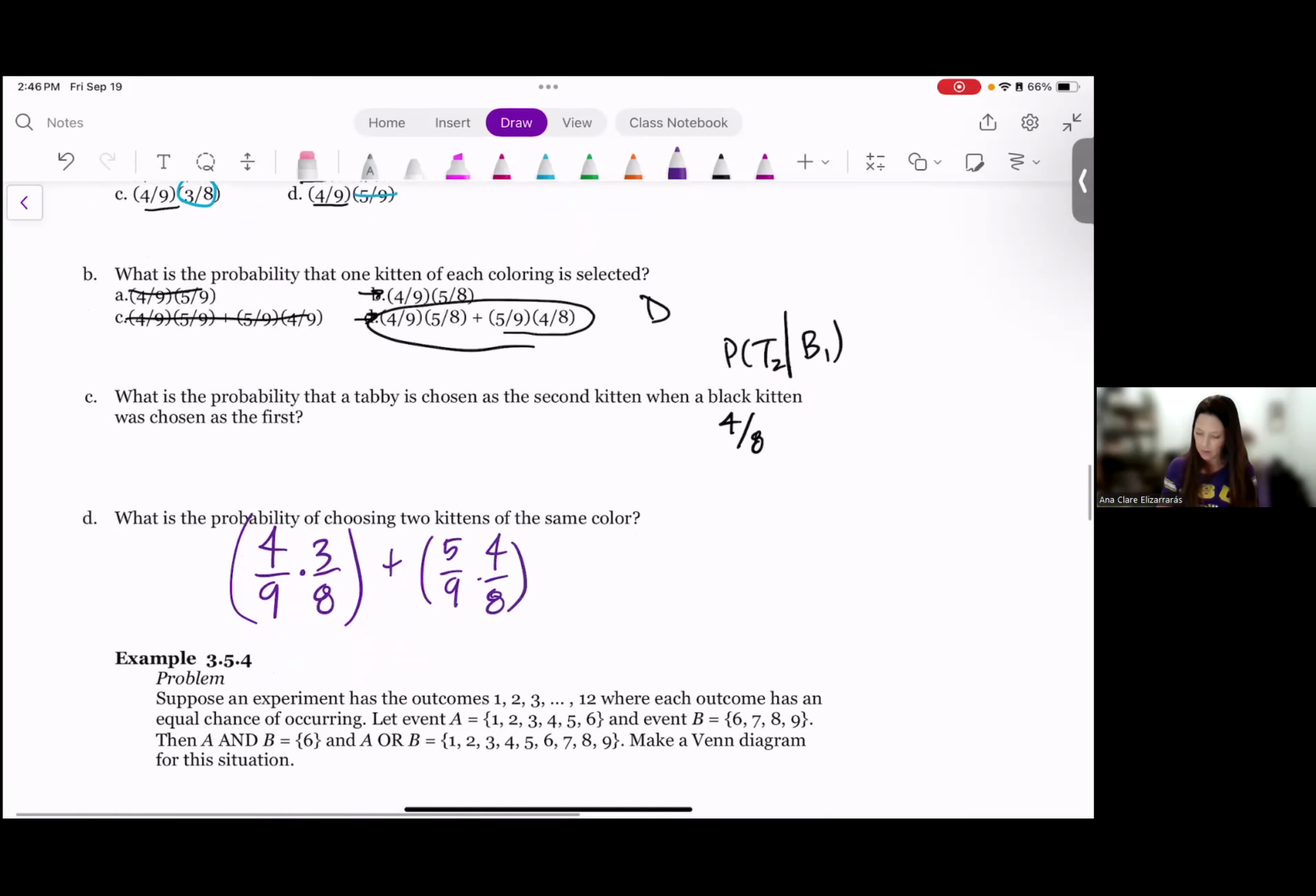That is 12/72 plus 20/72, or 32/72. And I'm not going to reduce it. Okay.